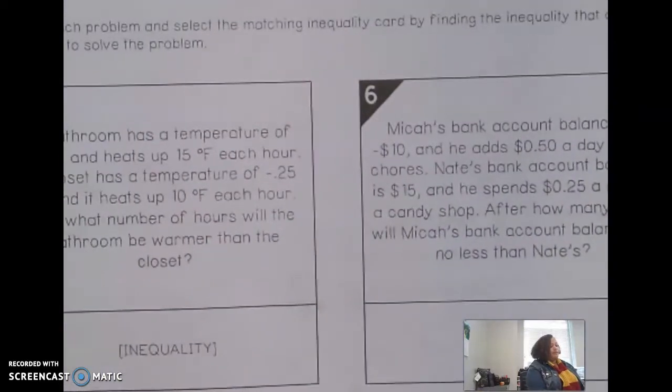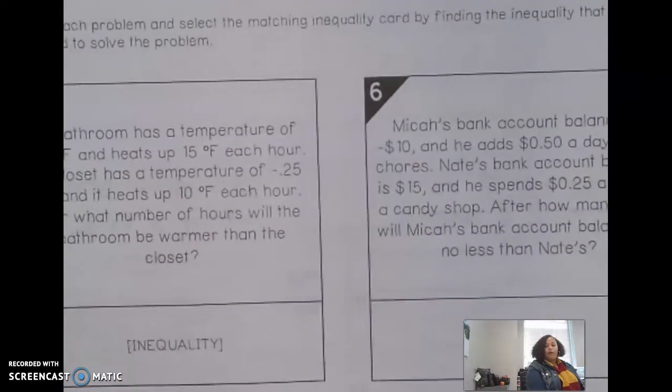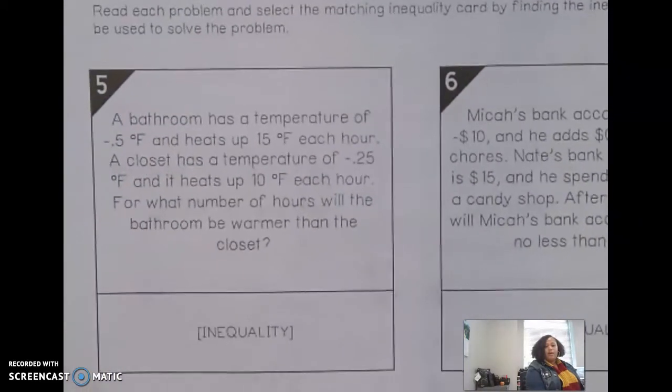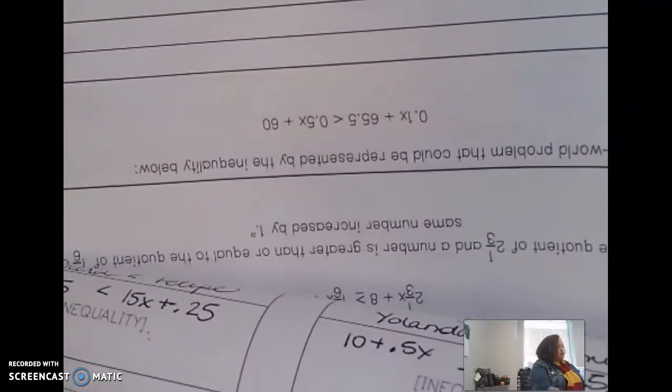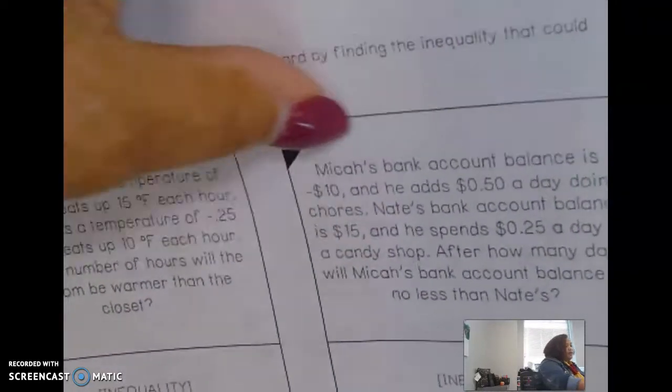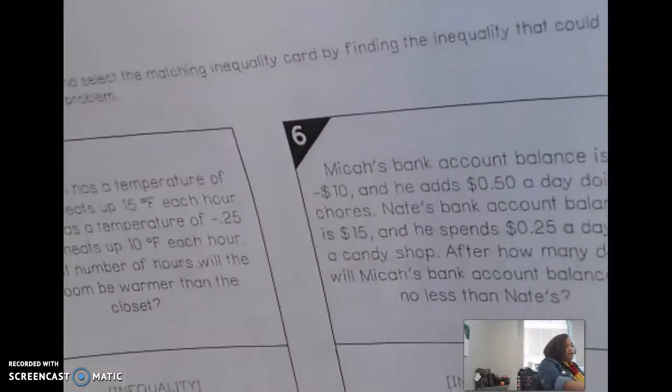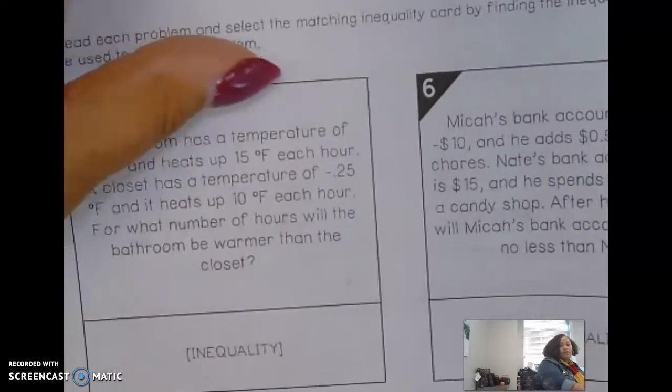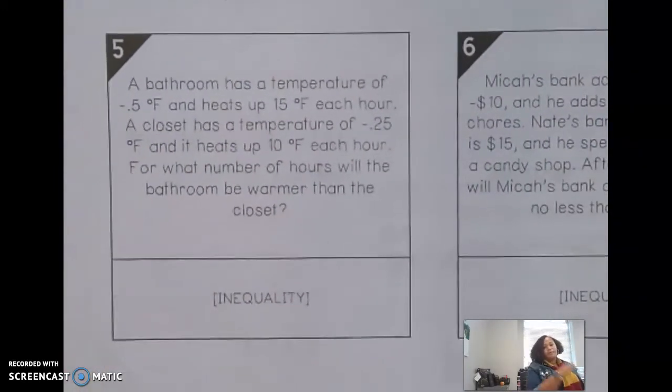Oh, it's upside down. Flip it. All right, we're matching the inequality cards here that are on the bottom of the other page. Oh, you know what? It might cut this off a little bit, but you should be able to cut it to the point where you don't cut off the words in the problem.